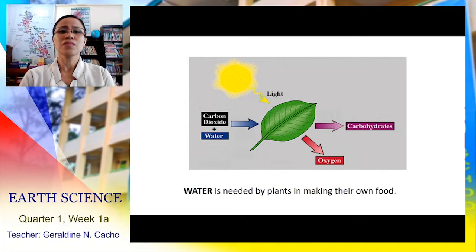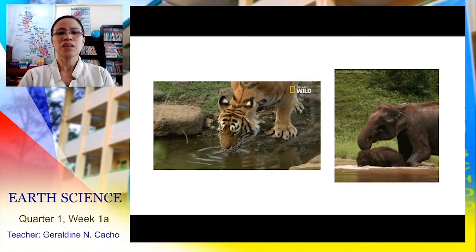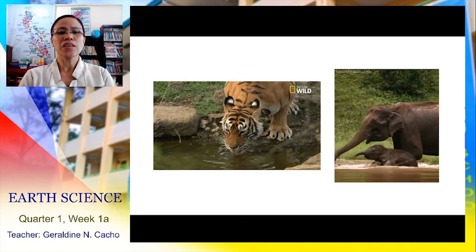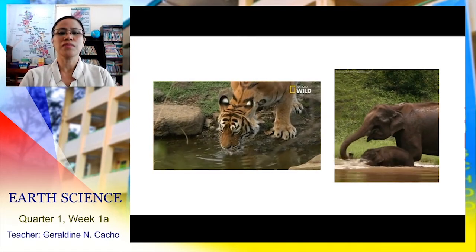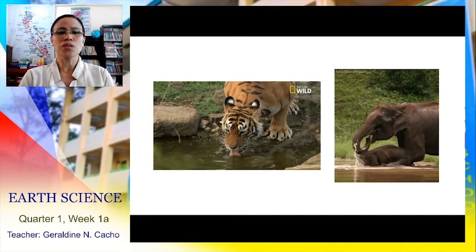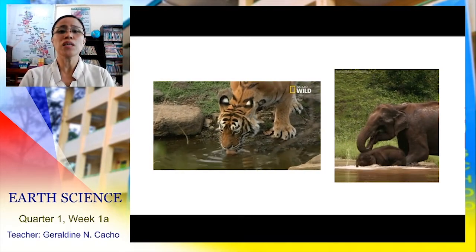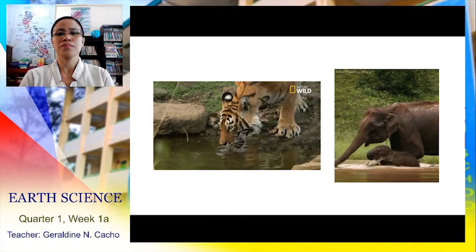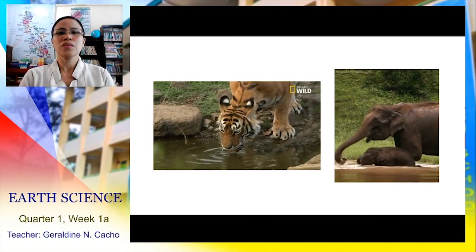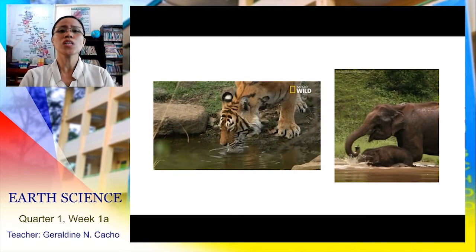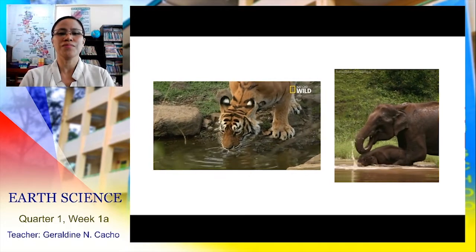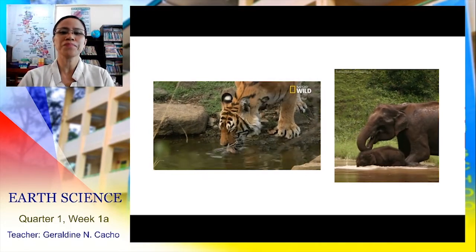Again, this is very important to plants. They make use of water in making their own food. Just like any other animals, we need water to quench our thirst. When it's warm, we need to cool our bodies. That's only with water.